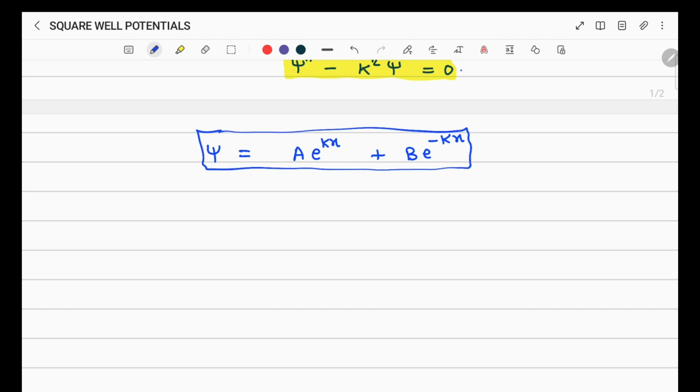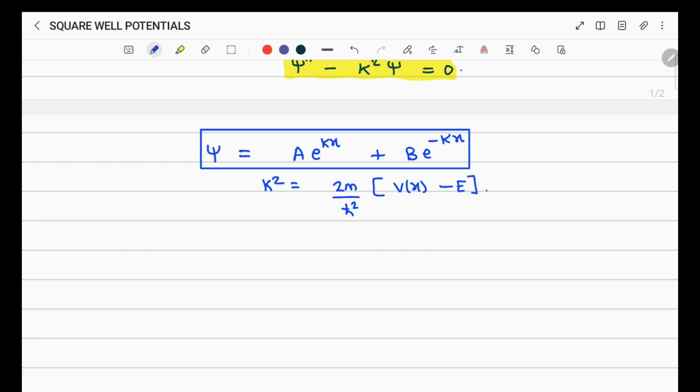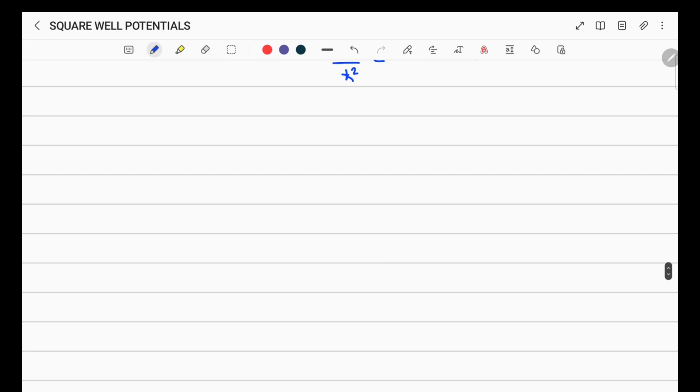And the k square value, I can write simply as 2m over h cut square times V of x minus E. So that is the difference between these. Now a very quick example, and with this quick example I will be concluding today's video. The questions I will take in a different session, which will be a long video, 45 minutes to 1 hour, in which I will completely discuss all the problems related to one dimension. But before that I want to complete all the one dimension theoretical topics.